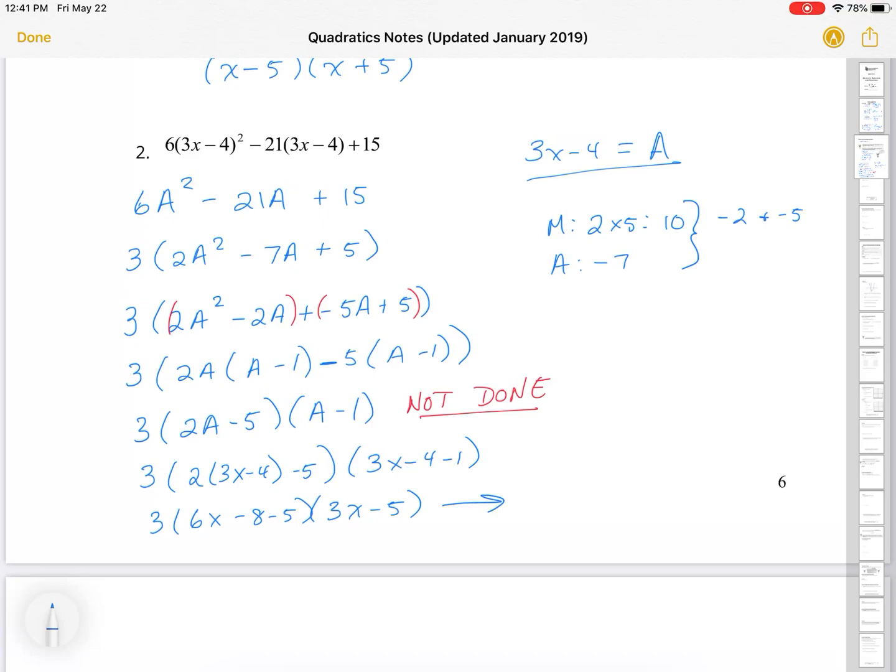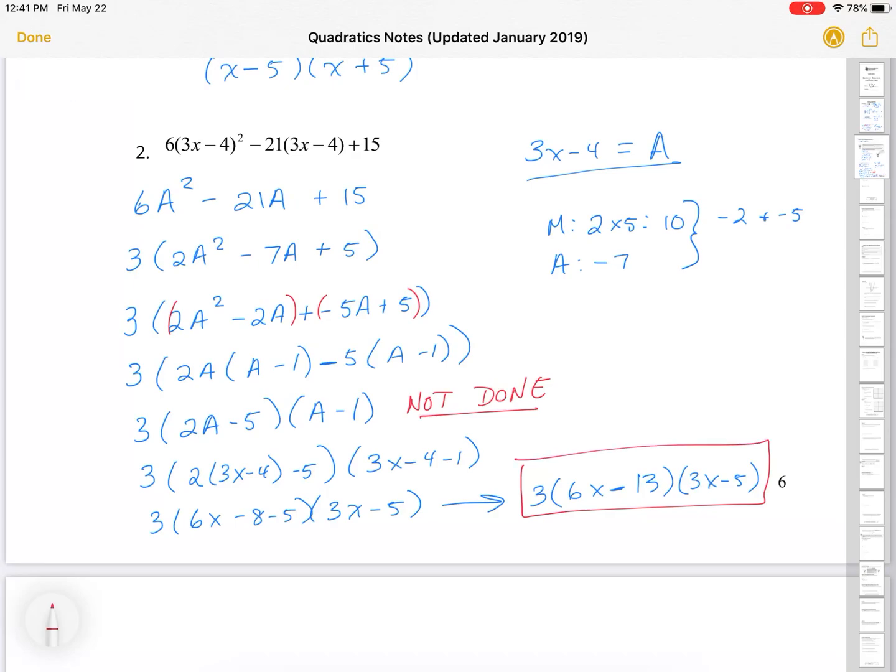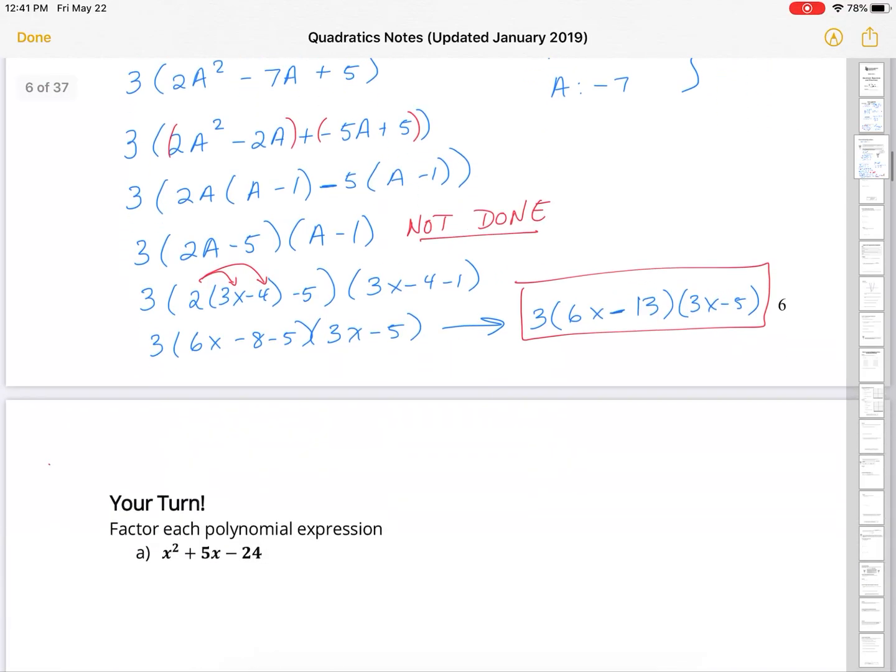And I took up a lot of room. So 3 times 6x minus 8 and minus 5 are minus 13, and 3x minus 5. And that would be my final answer. Okay, so you really have to do that resubstitution. Make sure that you distribute when you have a factor in front of your variable that you substituted in. Brackets are your friends. That's all I can say about this. Brackets are your friends. Okay.